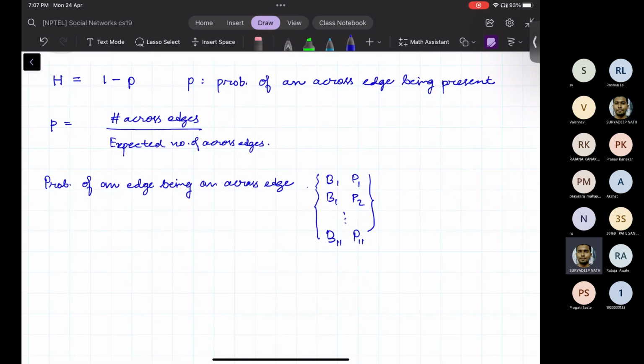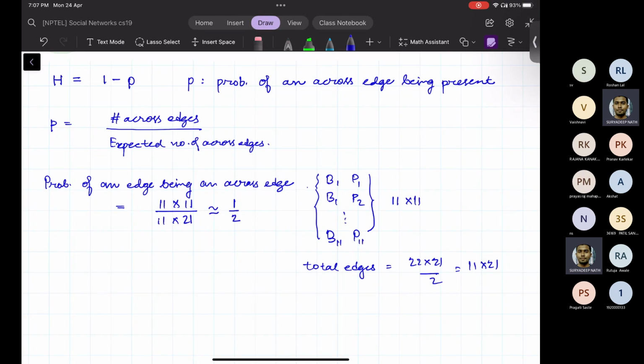So for that, how many such pairs exist are basically 11 cross 11, and total edges would be 22 C2. So 22 into 21 over 2, that is 11 into 21. So the probability of an edge being an across edge: 11 cross 11 edges can be across edges, and 11 into 21 are the total number of edges. So this is roughly around half. So this 11 cancels, and 11 over 21 is near to 11 over 22, that is half.